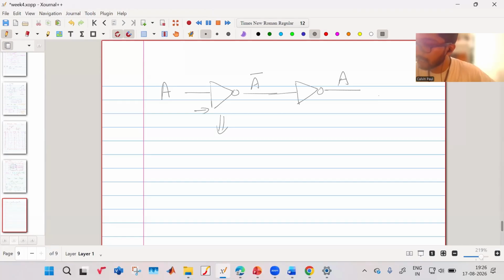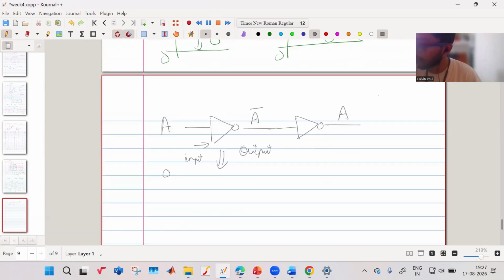So this is the input side, and this is your output side. If your input is between 0 to 2 volt, your circuit will detect that your input signal is 0. If your signal is between 3 volt to 5 volt, it will detect that your input signal is 1.